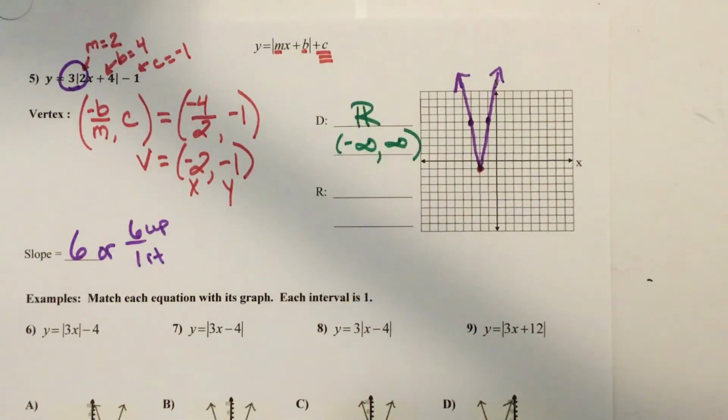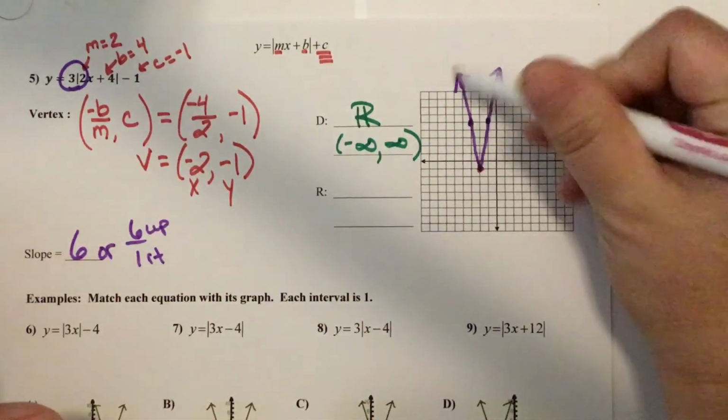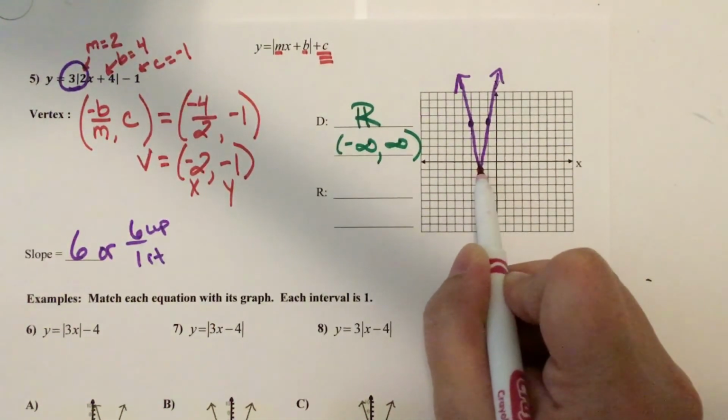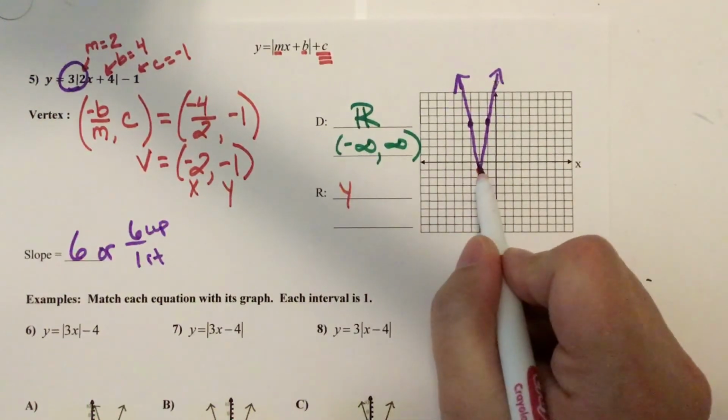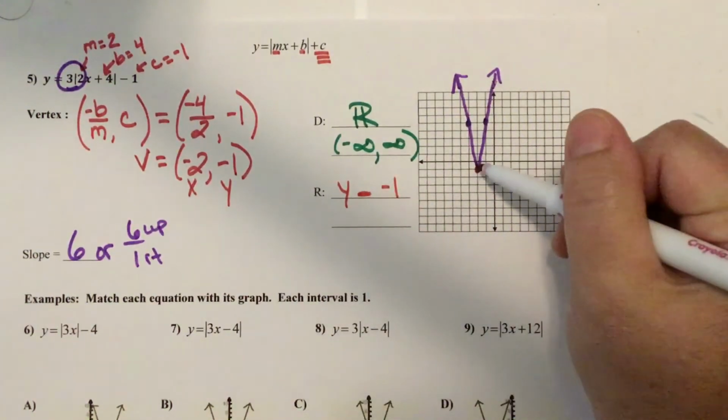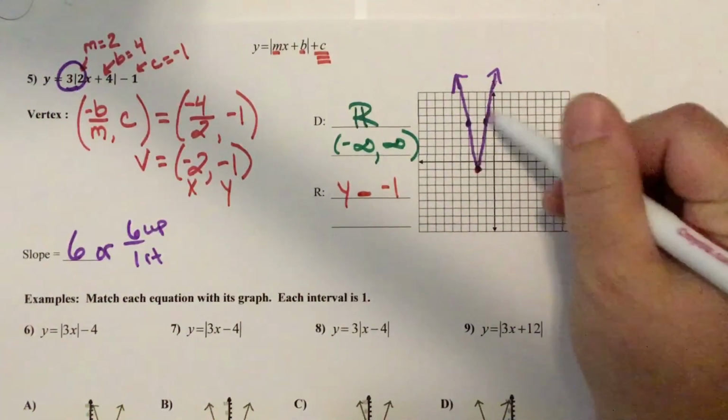Okay, now range. This graph goes forever up, but not forever down. So let's find our lowest y. And who is our y value right there? -1. And because of the closed circle, it equals it. Now what happens to y's when the graph goes up?